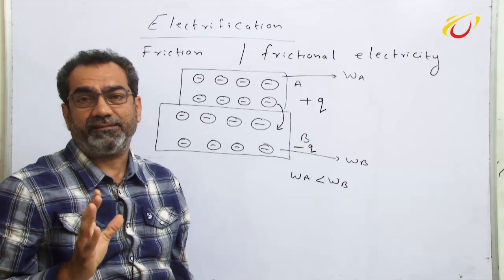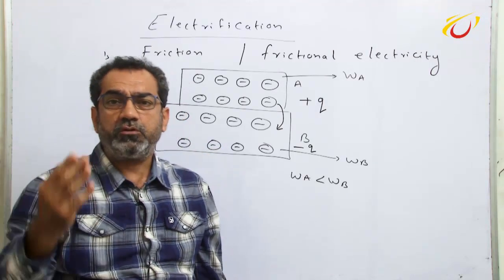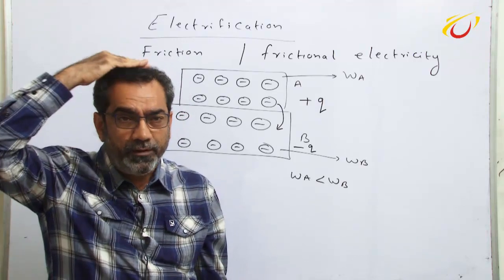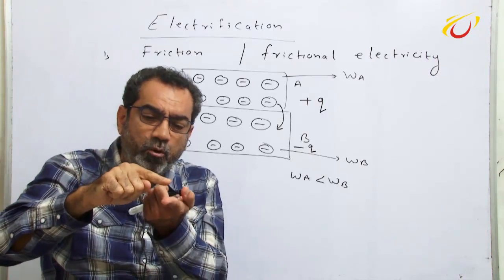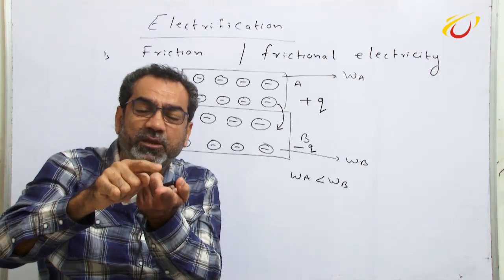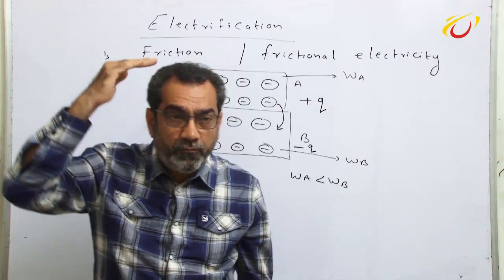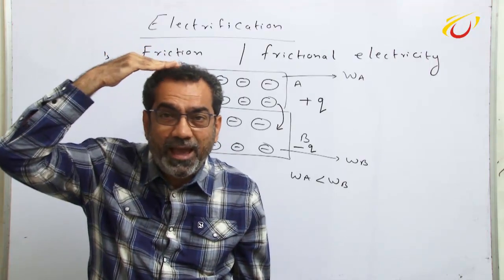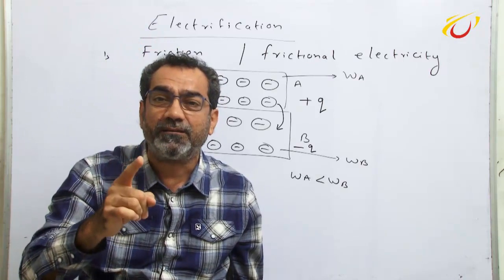There should be dryness. I repeat, there should be dryness. Suppose you take a comb and rub it on dry hair, correct? And if you take the comb near a small piece of paper, as we have done at school level, the paper will stick to it. Why? Because the comb has become charged. When you rub the comb on your hair, the comb becomes positively charged and the hair becomes negatively charged.